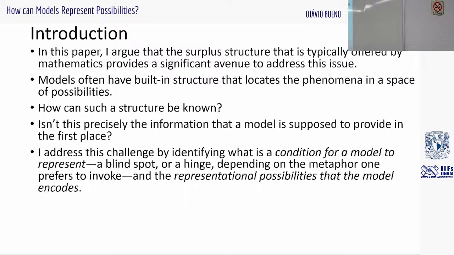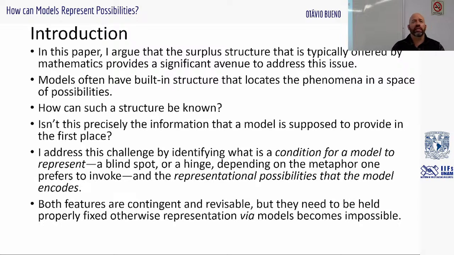So I try to address, at least in part, this challenge first by drawing a distinction between a condition for a model to represent, which you may think of as a blind spot or a hinge, depending on the metaphors you want to use, certain features in the model that allow for representations to emerge. You need to hold these fast, otherwise the model will not work as intended. Another thing are the representational possibilities that the model encodes. And these two things have to work together carefully so that the model can represent properly.